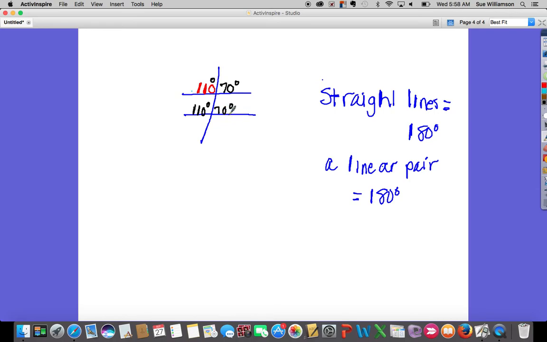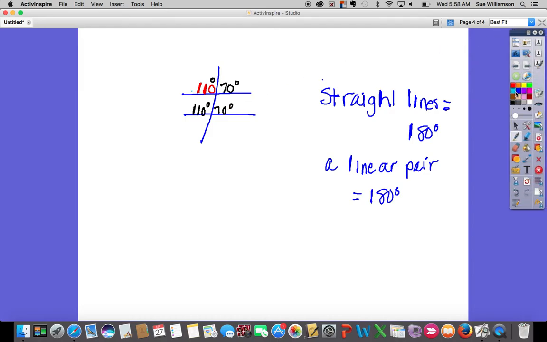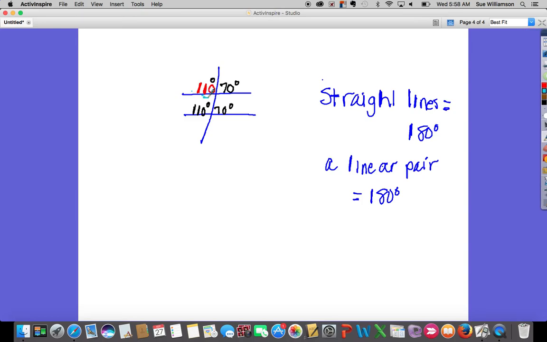And let's talk about some alternate interior angles. So alternate interior angles cross over the transversal line, and they're inside the two parallel lines. So I have the 70 degree angle right there, and this 70 degree angle and this angle would also be 70 degrees. These are alternate interior angles. In the same way, this 110 degree angle would be congruent to this 110 degree angle because they're alternate interior.